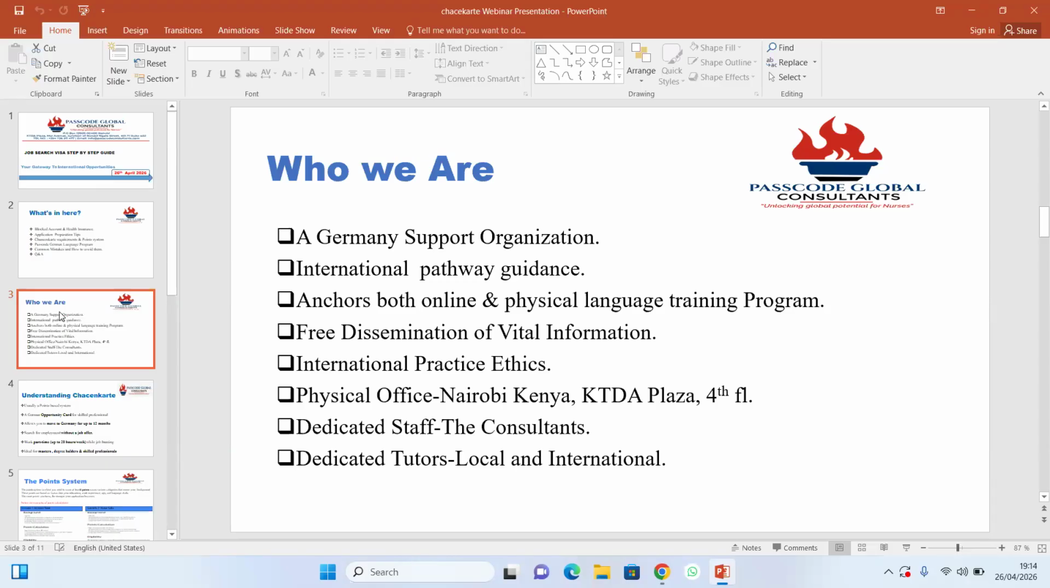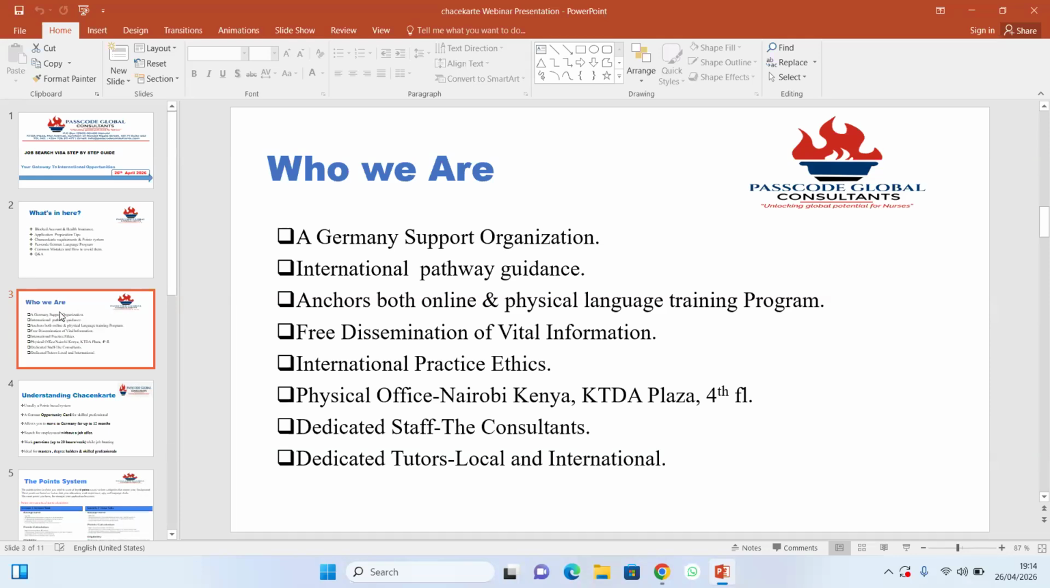So who are we as Passcode Global Consultants? Since I will be talking about Germany, just allow me to focus on Germany for now. We are a German support organization. We help people who are migrating to Germany for different reasons. I'll be talking about four pathways on how you can go to Germany. Chancen Karte is one of the pathways. I'll also be talking about Ausbildung, au pair, and the nursing pathway to Germany.